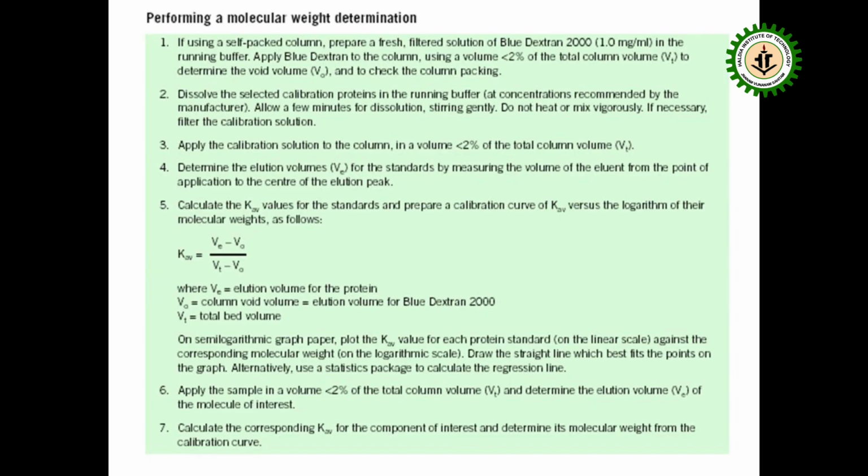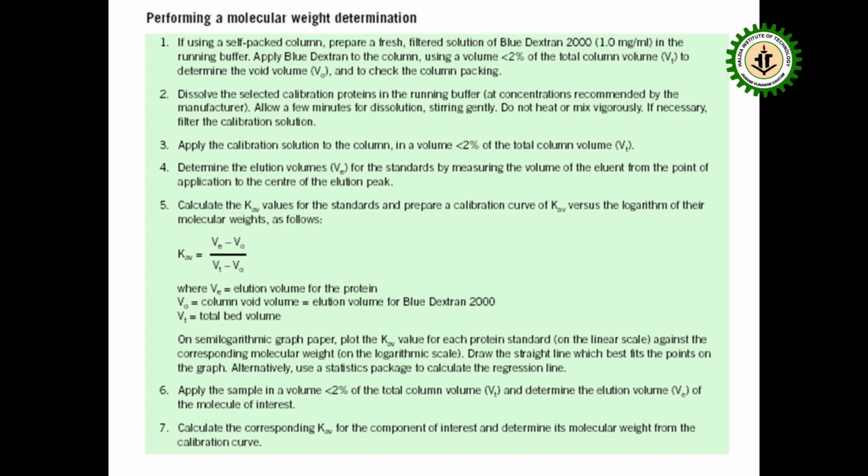in parallel. To perform a molecular weight determination, we first use a well-packed column. Prepare a fresh filtered solution of blue dextran 2000, that is 2000 kilodalton, at a concentration of 1 mg per ml in the running buffer. Apply blue dextran to the column using a volume less than 2% of the total column volume, Vt, to determine the void volume V0 and check the column packing.